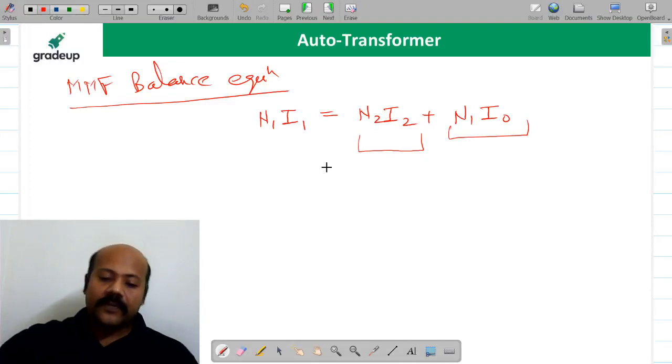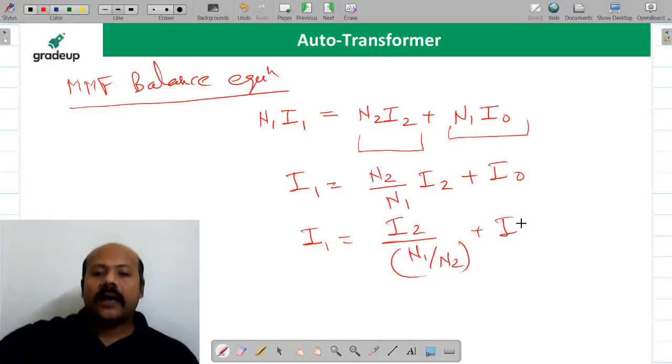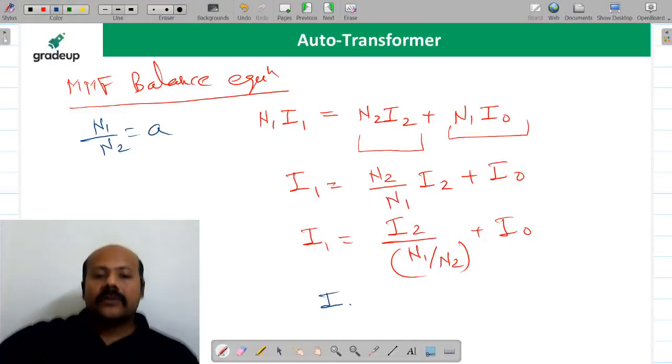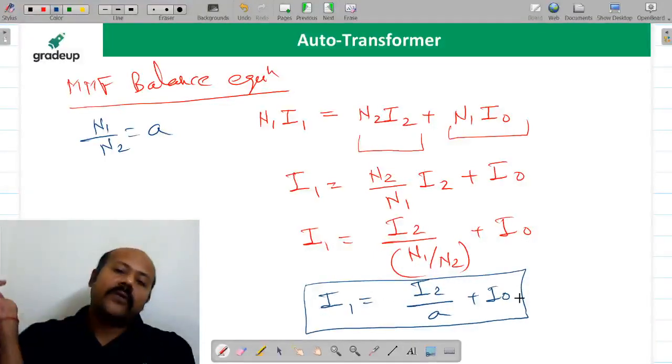I hope you are comfortable with this. So you can very easily write that I1 is going to be N2 upon N1 I2 plus I0, or you can write I1 is equal to I2 upon N1 upon N2 plus I0, and this N1 upon N2 we are calling as transformation ratio, that is A. So primary current we can write as I2 upon A plus I0. This is the most important equation. I hope it is clear to all of you. Yes or no? I hope you are getting this.